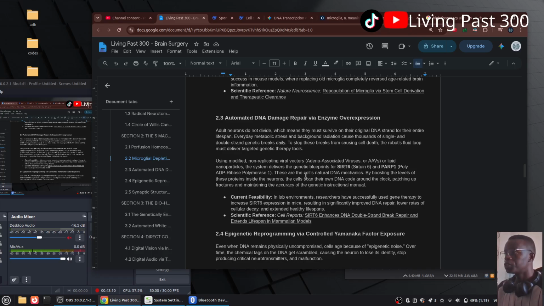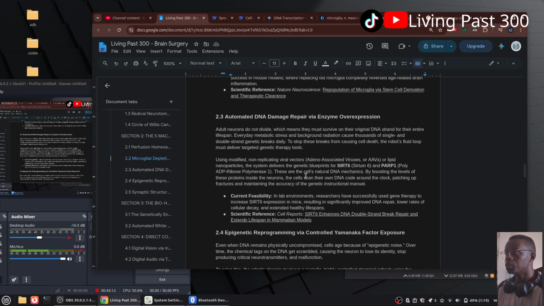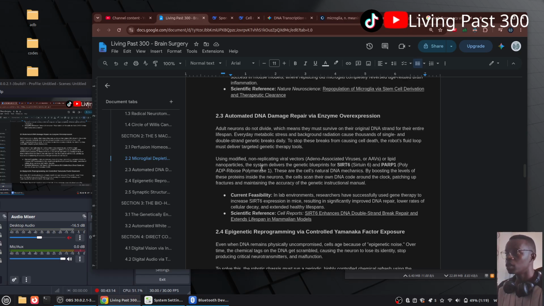Now, overexpression, automated DNA damage. Other neurons do not divide, which demands on the original DNA. Oh, yeah, this is what we were dealing with in the previous document. So, yeah, every metabolic trace on the DNA of the neurons causes stress.